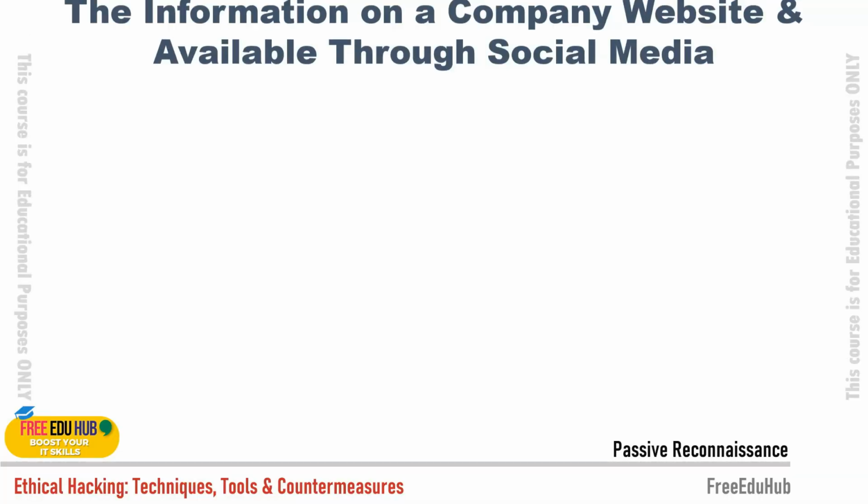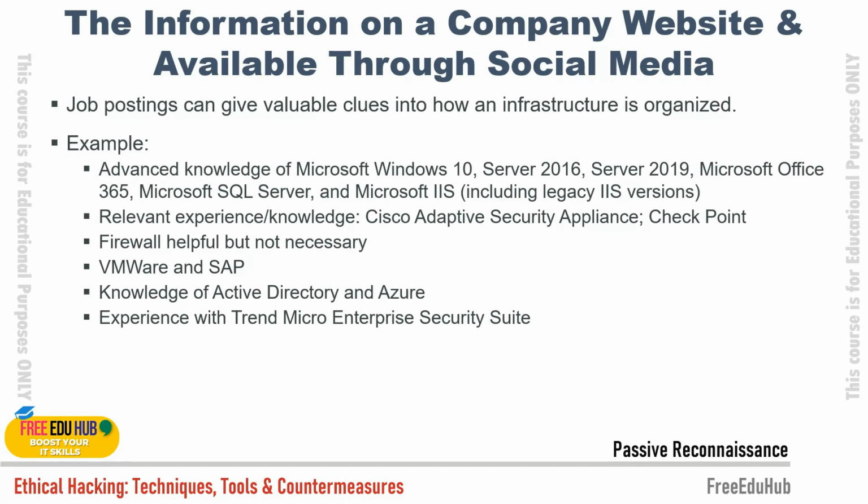Now, since we talked about how they gather information about any specific or targeted organization, the information on a company website is available through social media, or could be through the job postings that they have, if any positions are open or available in their infrastructure. For example, if there is a job and they are posting information like advanced knowledge of Microsoft Windows 10, Server 2016 and 19, and Office 365, SQL Server and IIS is required.